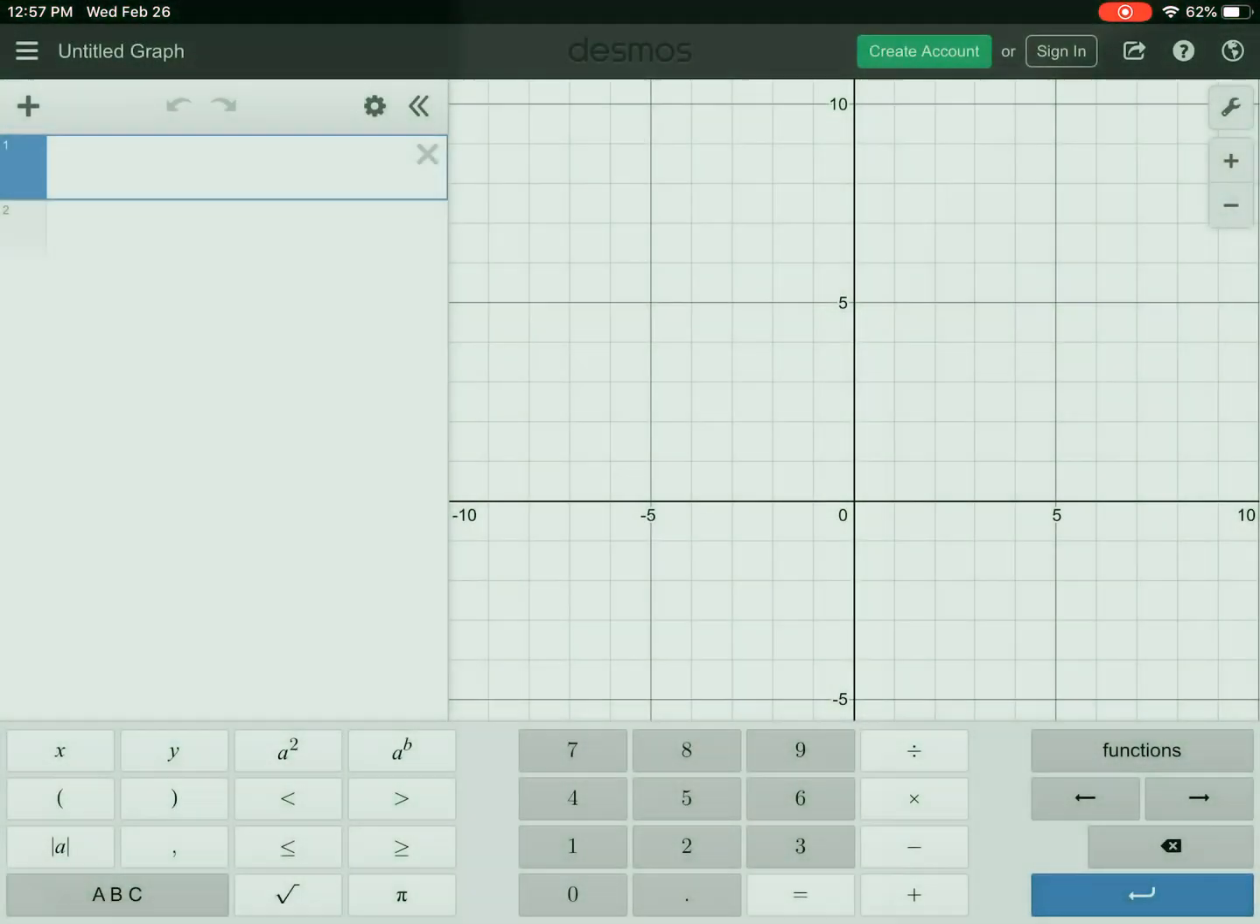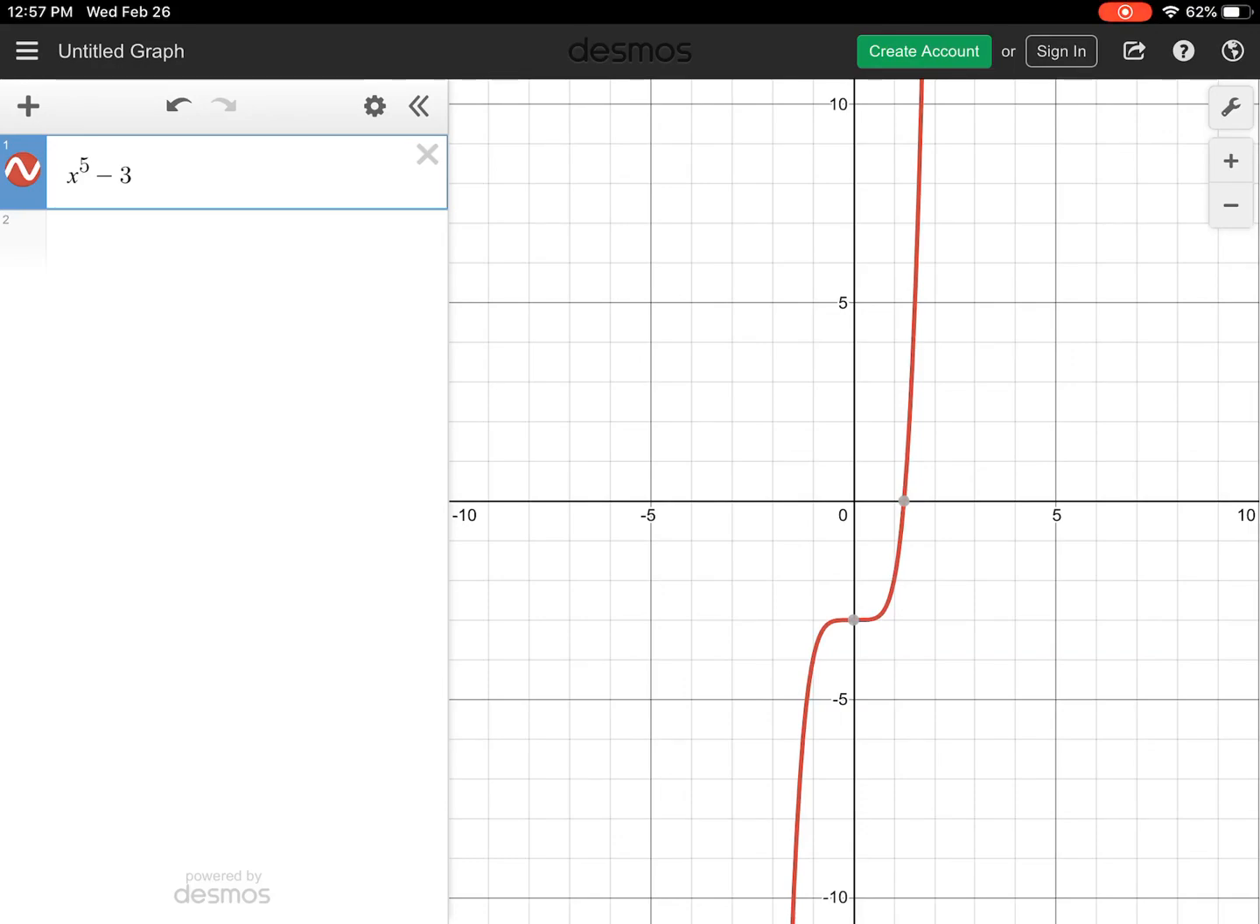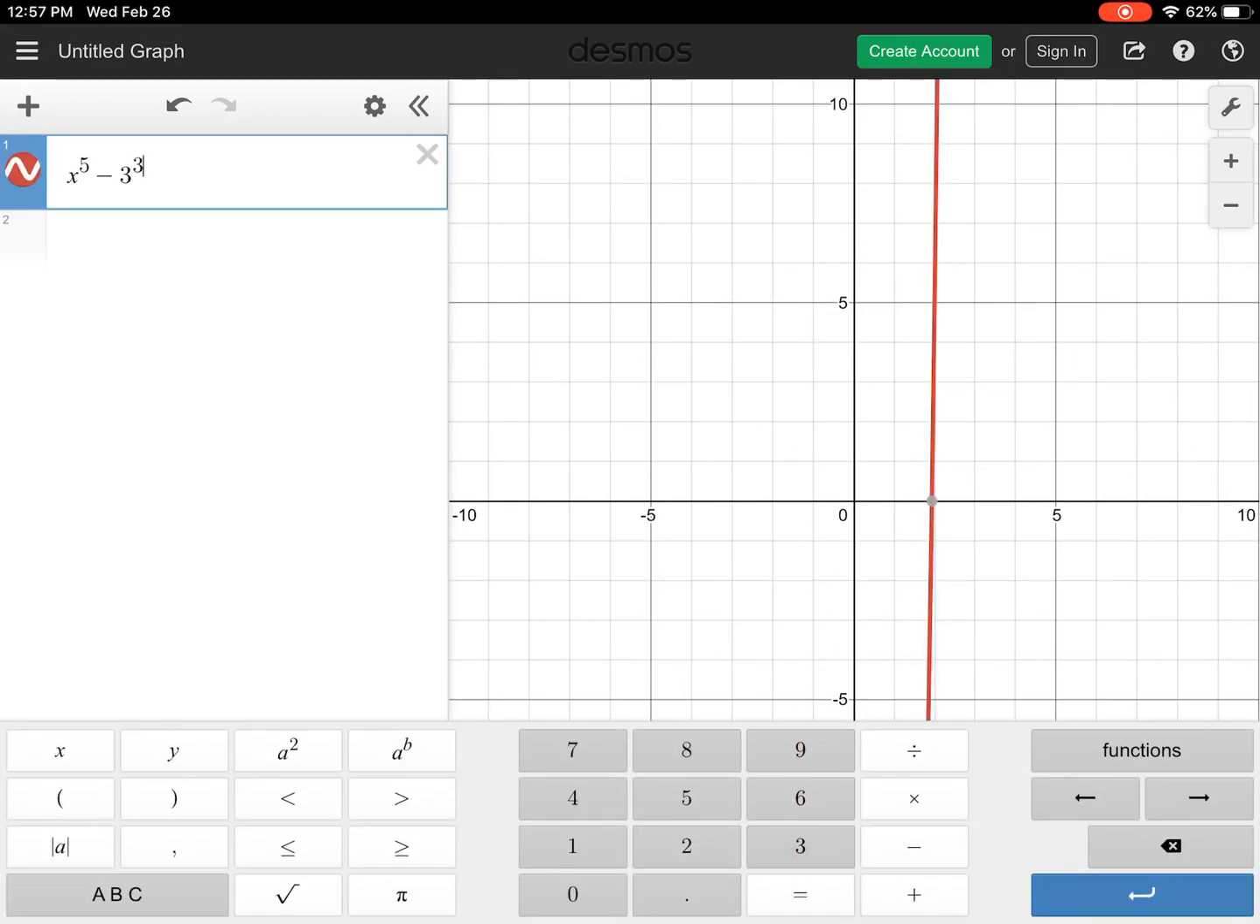Okay. So my third problem is we have x to the 5th minus 3x cubed, oh good lord. Okay, this is taking too long, plus 3x. So there's my graph right there.